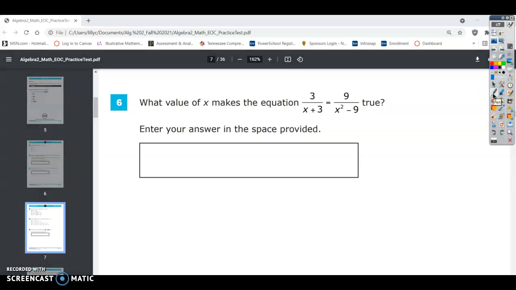Algebra 2 EOC practice test number 6. What value of x makes the equation 3 divided by x plus 3 equals 9 divided by x squared minus 9 true? Enter your answer in the space provided.